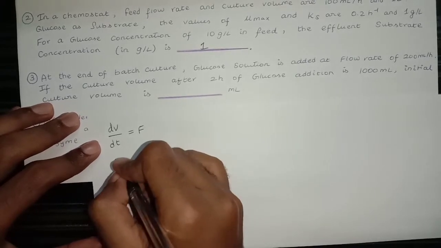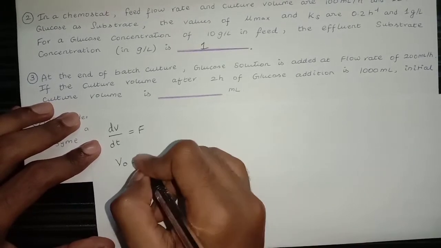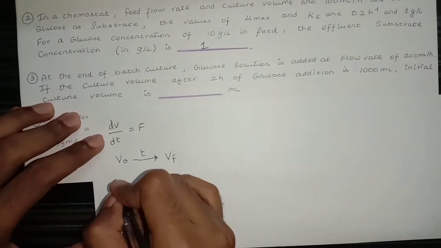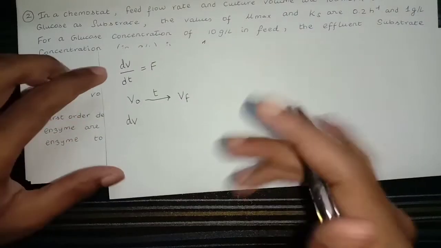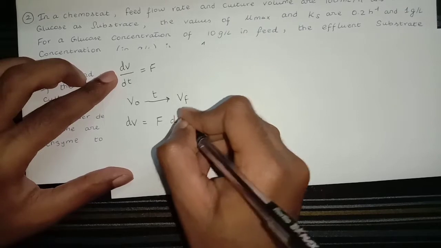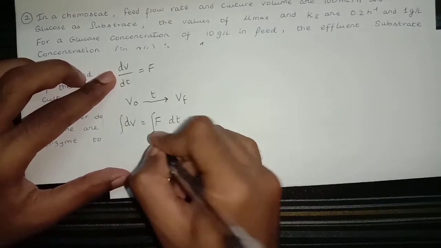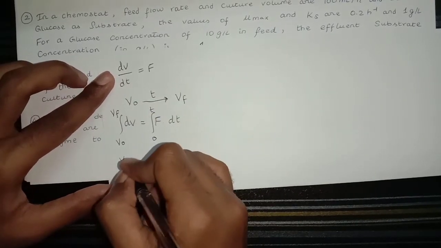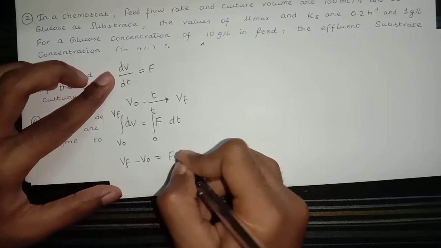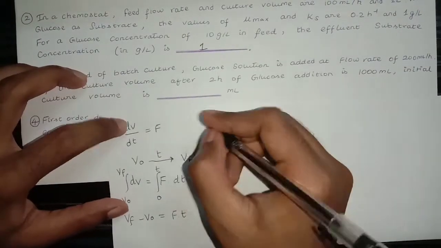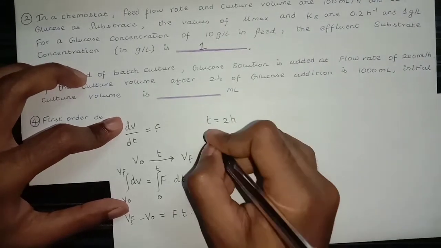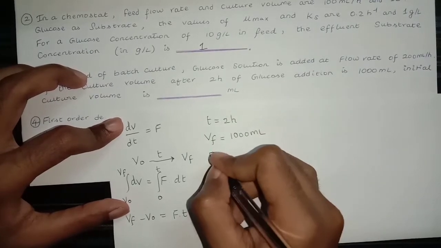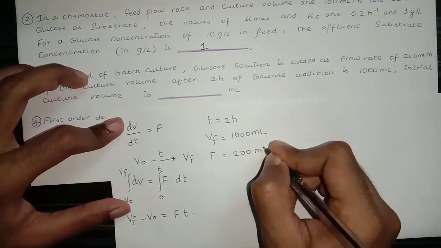So let's apply limits. Let the initial volume be V naught, and after time, here 2 hours, it becomes V final. Therefore dV is equal to F times dt, applying limits t from 0 to t, and volume from V0 to V final. Therefore Vf minus V0 is equal to F times t. Here the time is 2 hours, the final volume is 1000 ml, and the flow rate is 200 ml per hour.